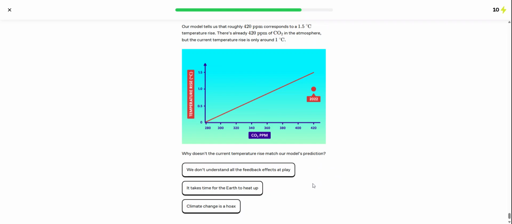Let's see. We don't understand all feedback effects at play. It takes time for Earth to heat up. Climate change is a hoax. Let's click one of those assumptions. Which one should I pick? Yes, it takes time for Earth to heat up.